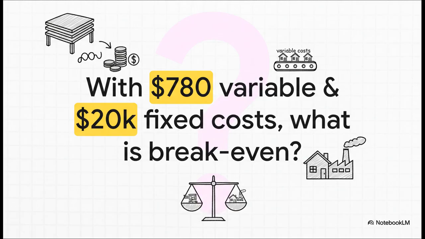So I'm going to leave you with one final thought to chew on. Based on everything we've talked about, we know our variable cost per table is $780, and our fixed costs are $20,000 a month. So the ultimate question for our new business is this: how many tables do we actually need to sell every month just to break even? Answering that question, well, that's the start of building a truly successful business.